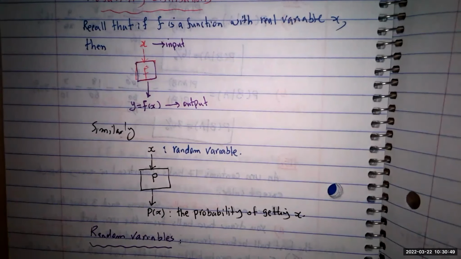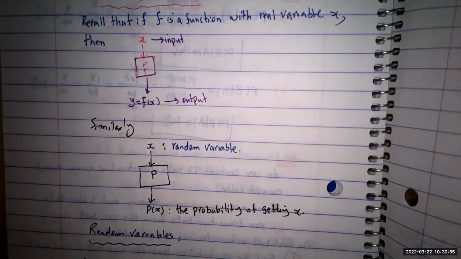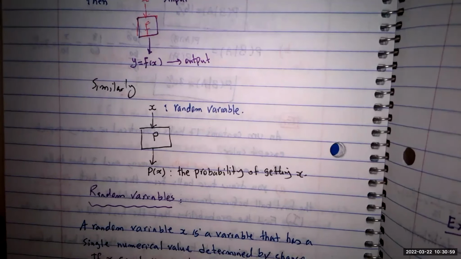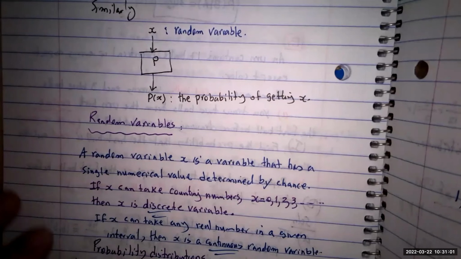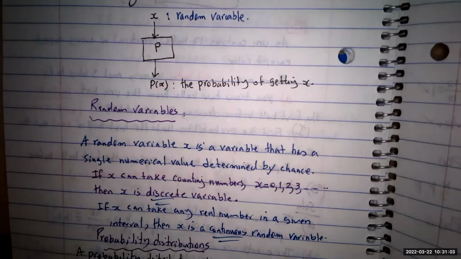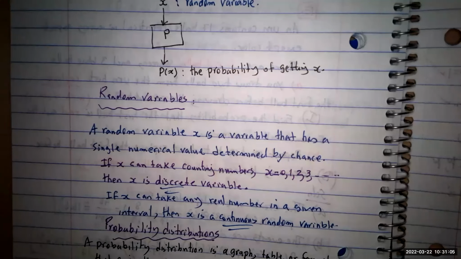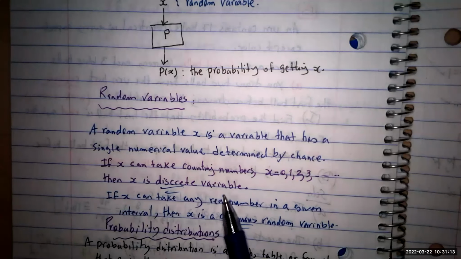So we're going to have x, which is the variable. Instead of f of x, we are going to have a p of x. The outcomes of our variables depend on chance, so that's why we call it a random variable. These variables can have a domain of counting numbers, 0, 1, 2, 3, 4, 5, 6. In that case, we refer to them as a discrete variable.